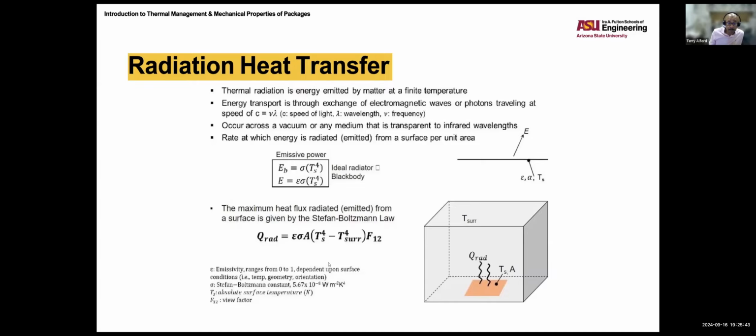The energy is transmitted through photons, these massless particles that travel at the speed of light. Generally, it's most effective when we're in a vacuum, but also in any medium that is transparent to infrared radiation.